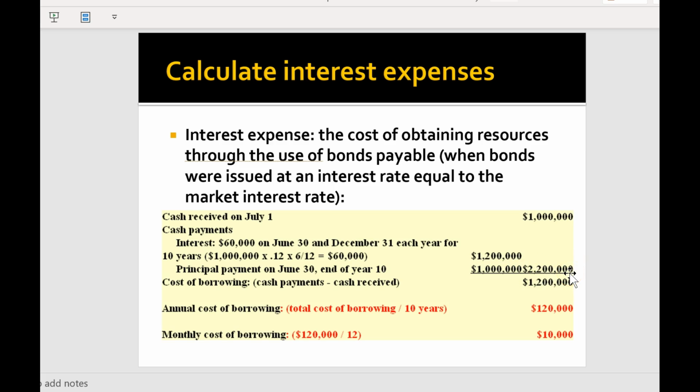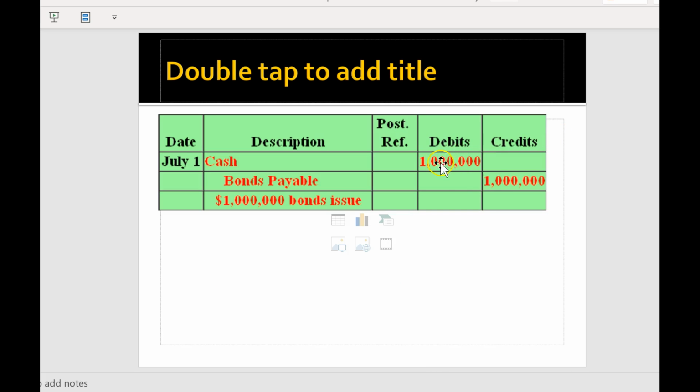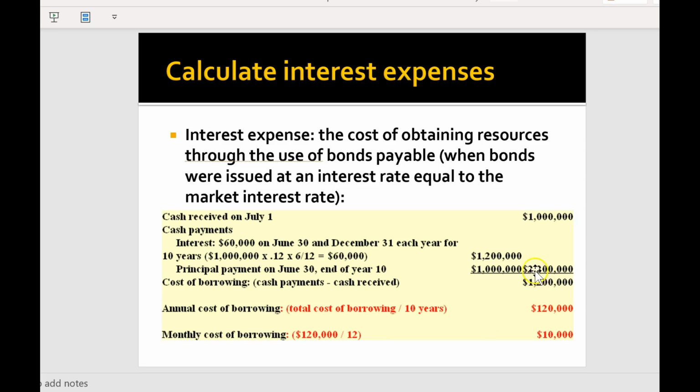So over the 10 years we are paying back 2.2 million in total. At the beginning, the company received on July the 1st 1 million, right? That's when we receive cash. So we are paying back altogether 2.2 million and we received 1 million. That means the cost of borrowing is the 2.2 million minus the 1 million. That's 1.2 million. And how much is the cost of borrowing per year? That's the total cost of borrowing divided by 10 years. So 1.2 million divided by 10 years, every year it's $120,000 cost of borrowing per year.